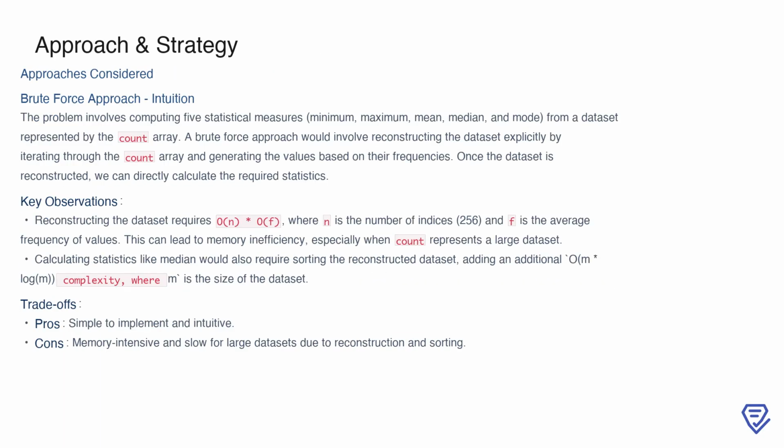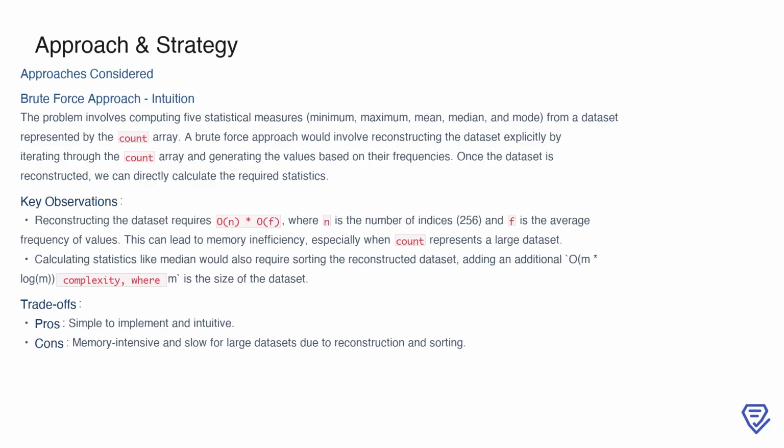When tackling this problem, one straightforward approach we can consider is the brute force method. The idea here is to reconstruct the dataset explicitly based on the count array. Each index in the count array represents a value, and the value at that index tells us how many times it occurs. By iterating through the array and generating these values according to their frequencies, we can rebuild the dataset and then calculate the required statistics, such as the minimum, maximum, mean, median, and mode.